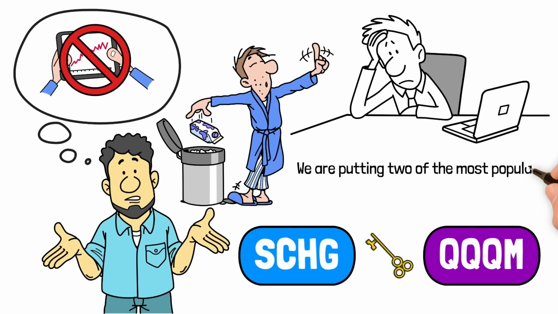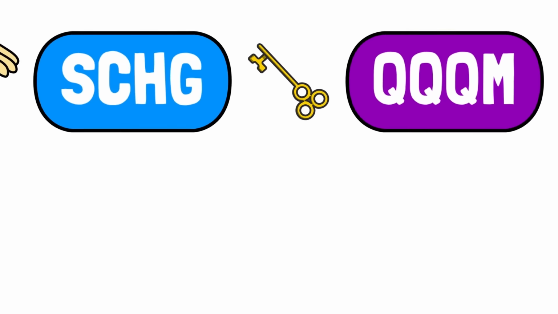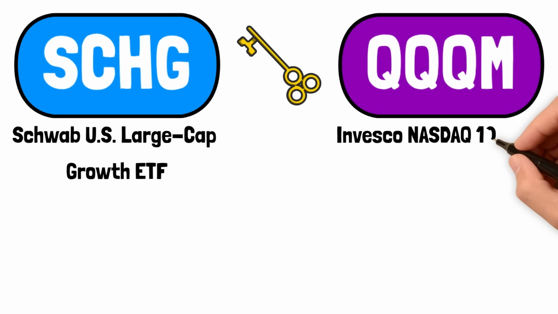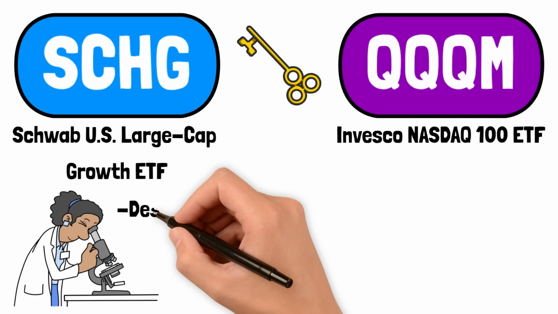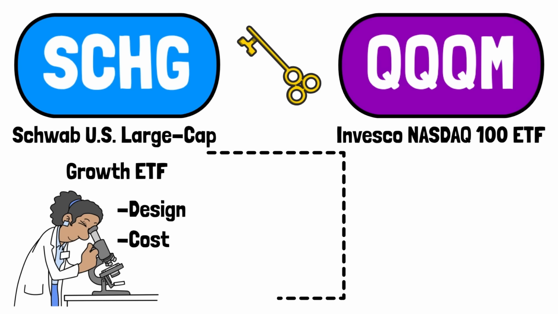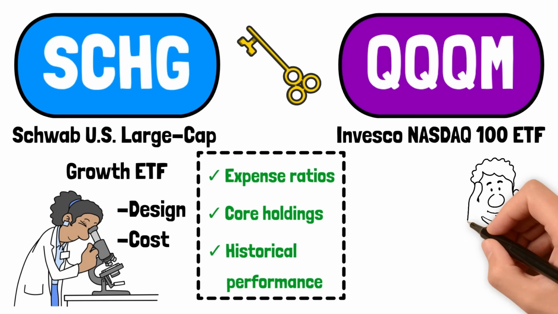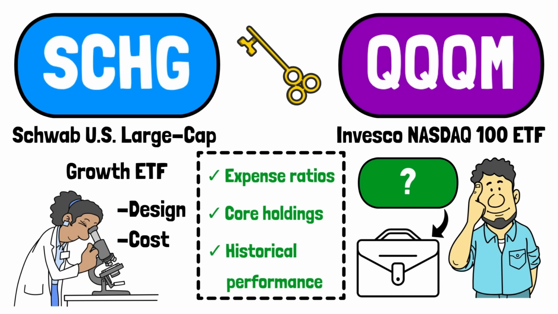We are putting two of the most popular large-cap growth ETFs head-to-head, the Schwab US Large Cap Growth ETF SCHG and the Invesco NASDAQ 100 ETF QQQM. They look similar, but they are critically different in their design and cost. We're going to break down their expense ratios, their core holdings, and their historical performance. And stick with me, because at the end, I will reveal which ETF has earned a spot in my own portfolio and show you exactly how you can use it.